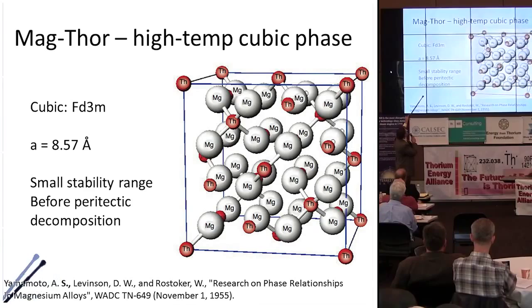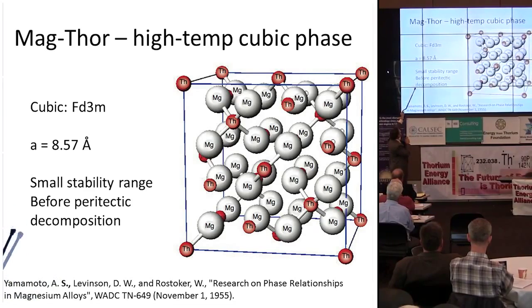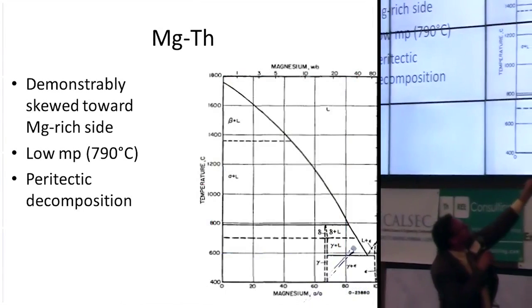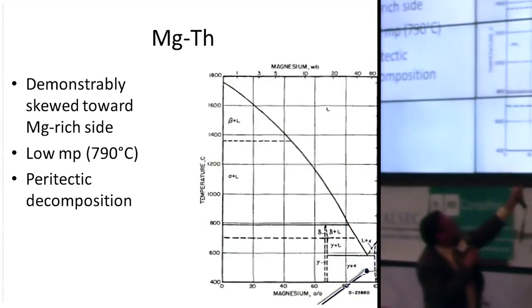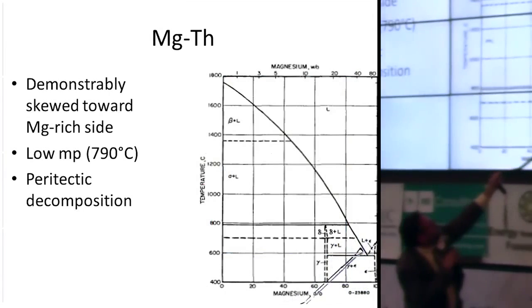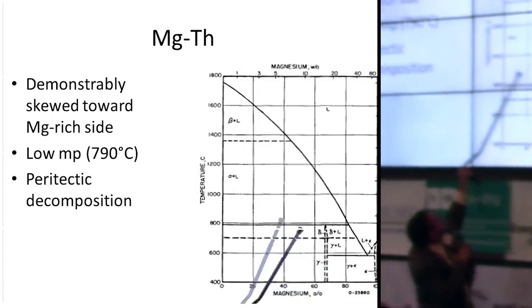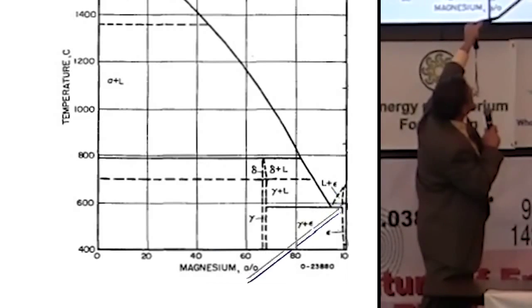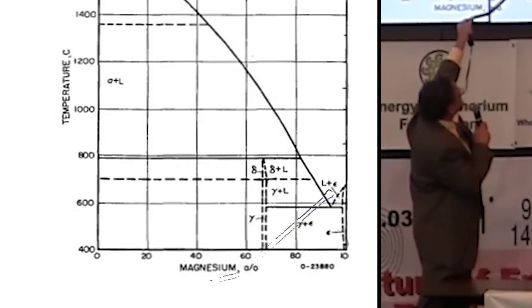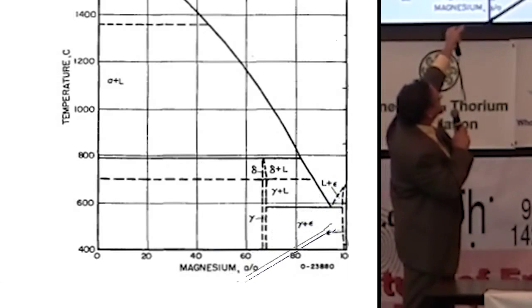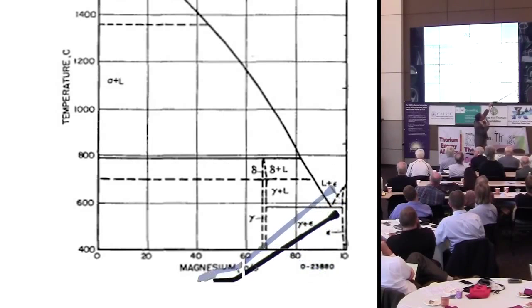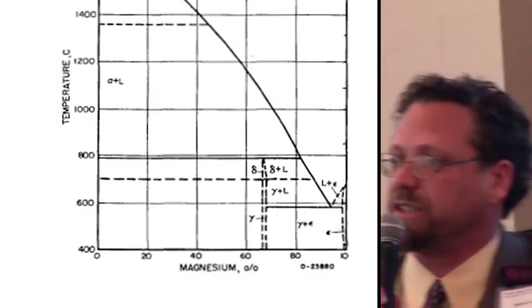Relatively small stability range. There's your space group. Larger lattice parameter. We're in this range right here, okay? Right down here. So this is that ThMg2 that we were talking about, and then we're right in this little tail right here, where it's almost completely magnesium with between 2 and 5 weight% of thorium, okay? And so it's right here where it peritectically decomposes.